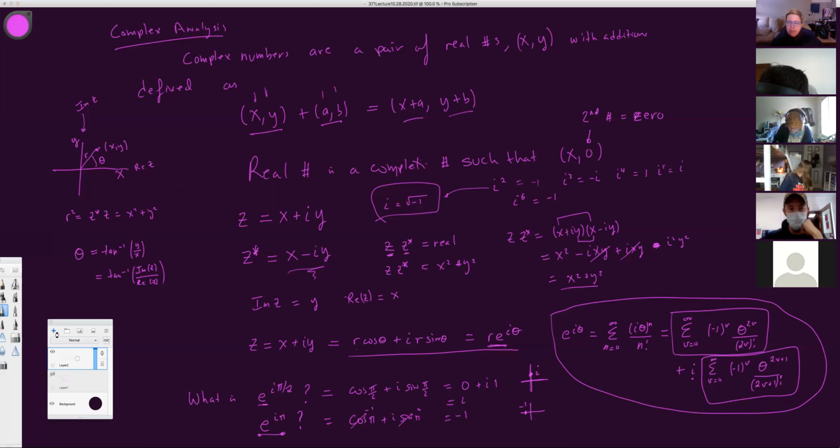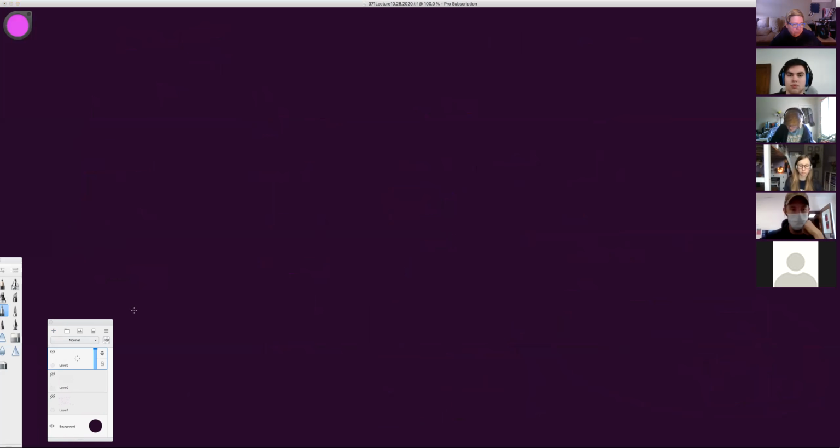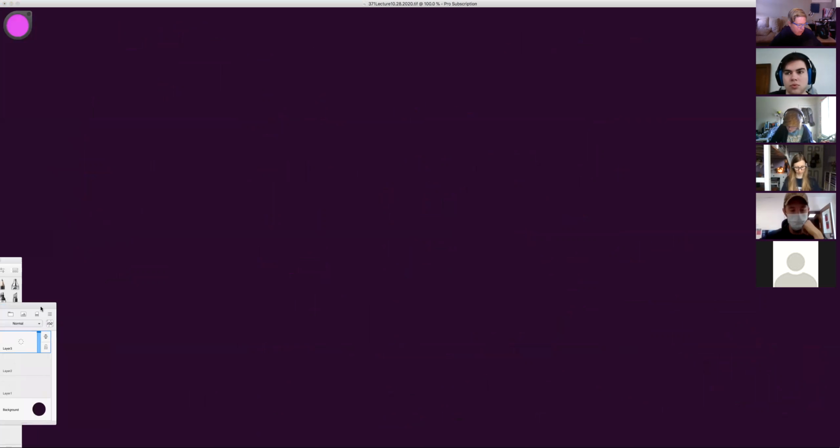Can I get another layer now, guys? Okay. So one is, how do you find the real and imaginary parts of things? Well, for instance, if you have z equals x plus iy, then the real part of z is equal to x, and the imaginary part of z is equal to y, right? So that's really easy. That's nice.